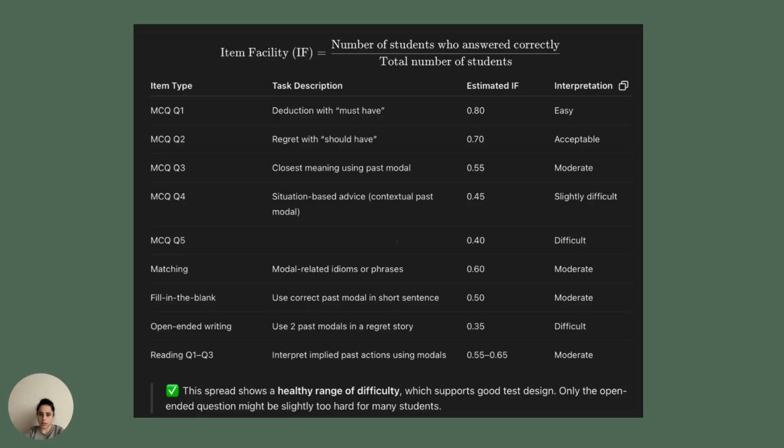It ranks like 0.35, and the reading 1 to 3 was moderate. Okay, this shows a healthy range of difficulty, because it didn't consist of many difficult questions. It was the 1 moderate, 3 moderate, 4, 5 moderate question type, and there was some slightly difficult and 2 difficult questions there, and 1 easy.